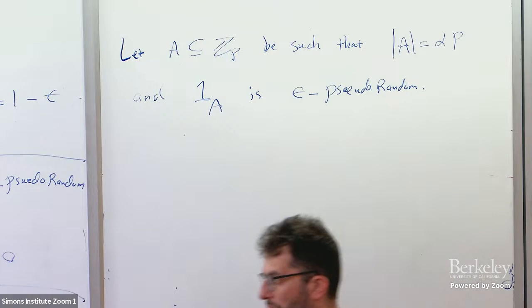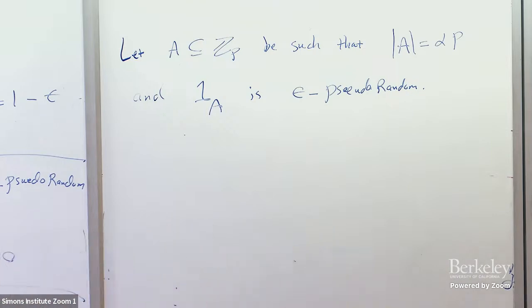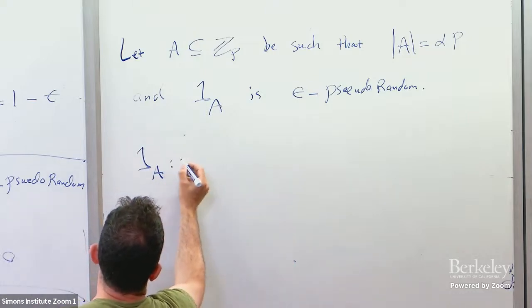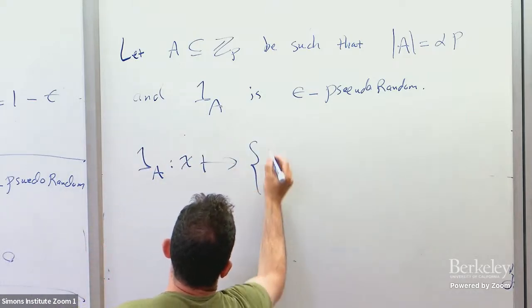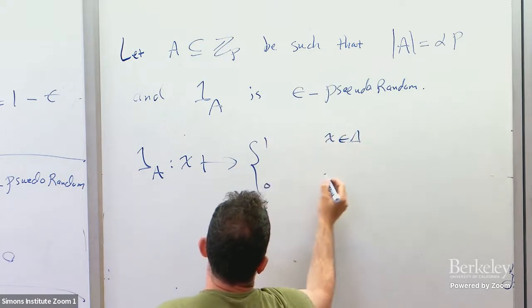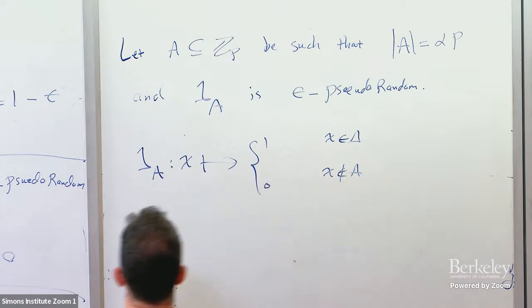Okay, so this is my setting. I have a subset of Z_p, and it looks kind of random according to this definition. So all the Fourier coefficients of the indicator function are small. Again, 1_A, this notation I'm using, just maps x to 1 if x is in A, and 0 if x is not.